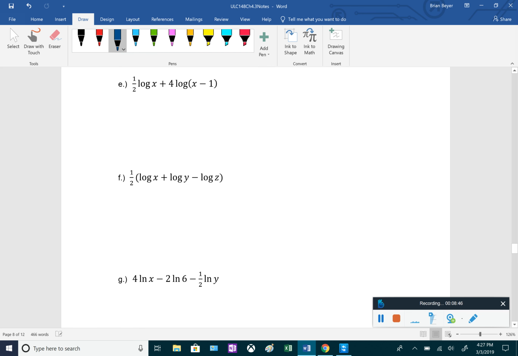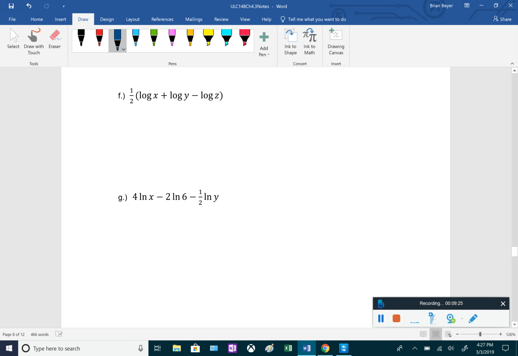We have 1/2 log x plus 4 log x minus 1. So we need coefficients of 1 first. So we need to use the power rule. So it's going to be log x to the 1/2 plus log x minus 1 to the 4th. So now we can do the product rule. So log of, instead of the 1/2 power, I'm just going to write it as the square root of x. It really doesn't matter though. Times x minus 1 to the 4th. So that's product rule. They're being multiplied because they were originally being added.